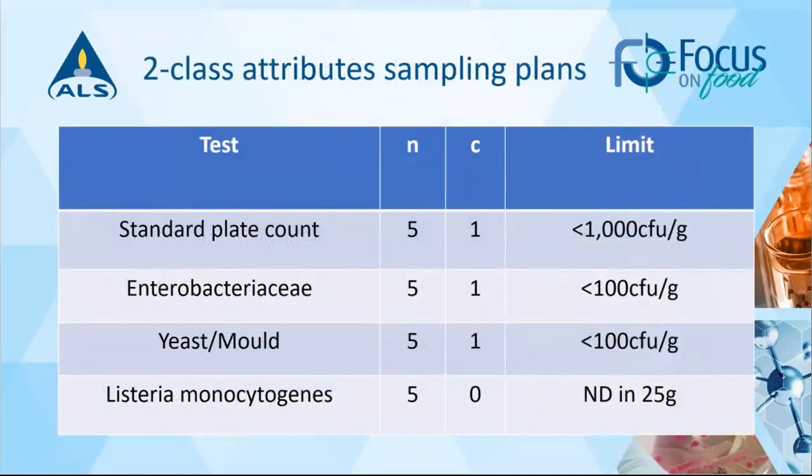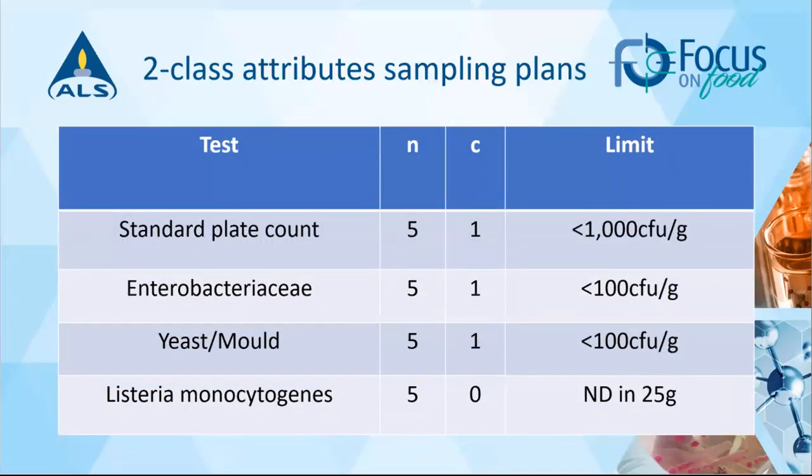So in Microorganisms in Food 7, we learned about 2-class and 3-class attribute sampling plans. A 2-class attribute sampling plan has a single limit for each organism and has 2 variable attributes that affect the acceptance criteria for the sample.